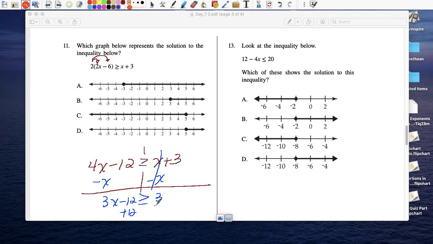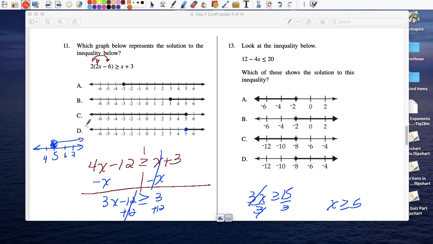We're going to add 12 to both sides. Right, and then the 12 goes away, and I'm left with 3x greater or equal to 15. Divide both sides by 3. X has to be greater or equal to 5 to make that inequality true. So, greater or equal to 5, here we go. So, if you were to draw a number line, right? 4, 5, 6, 7. Circle on top of 5. Is it shaded? Yes. And we want numbers that are greater than 5, and they're this way. And the only one that looks like that is D.